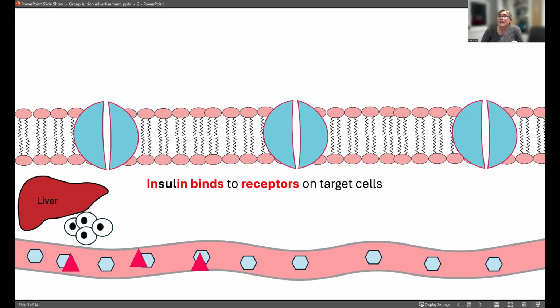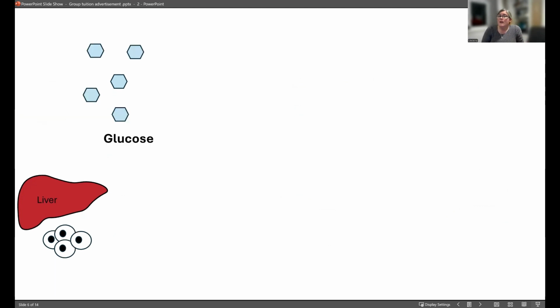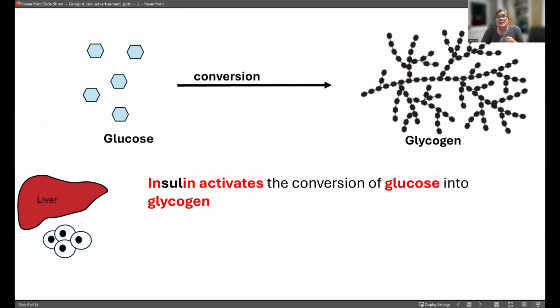Now, once that insulin gets to those target cells, when it binds to receptors, that's going to cause the glucose to move into the cells. Well, that glucose will then be converted into glycogen. So I will be helping you to understand the fact that that blood glucose concentration that was coming from the small intestine was then being decreased because insulin was coming along with it. And the insulin was resulting in the glucose being converted into glycogen.